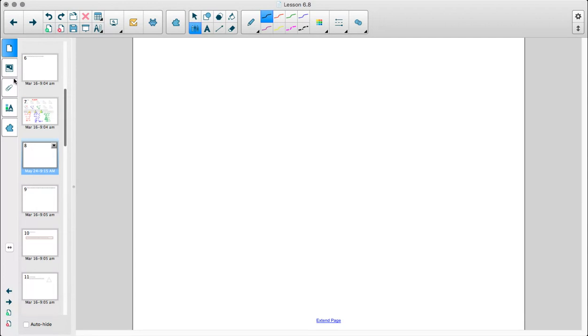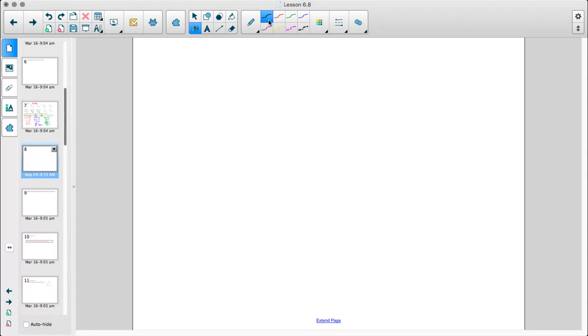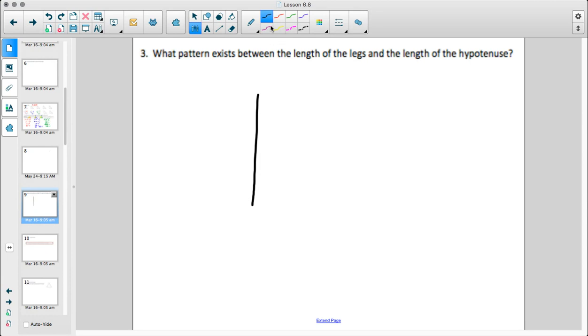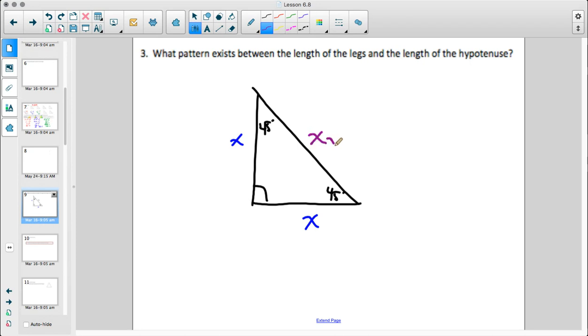Okay, so the pattern that exists is, again, in any triangle with 45 degrees, 90 here, and 45 degrees, so a right isosceles triangle, whatever this leg is, this leg will be the same, and the hypotenuse will be whatever that x leg is times the square root of 2. Okay, so that's one of the special triangles that we're looking at.